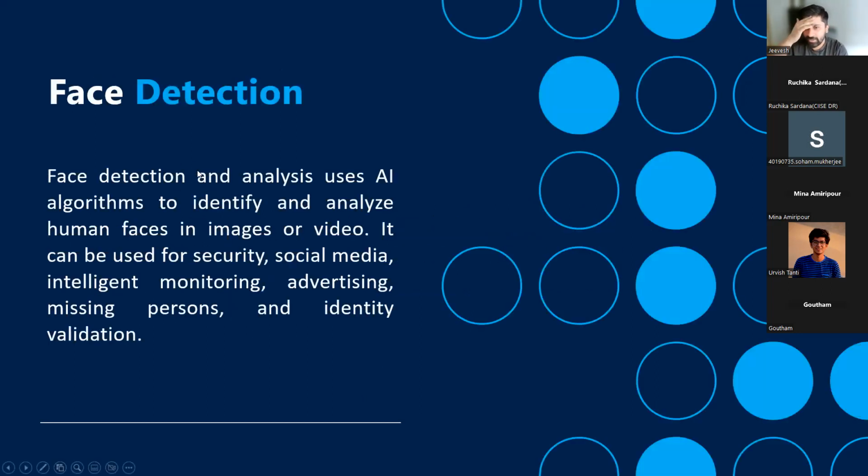Face detection is that if you have an image, AI can detect that, okay, there is a face, there is another face, there's another face. And then it can do a lot of different things. So face detection and analysis uses artificial intelligence algorithms to identify and analyze human faces in images or video. It can be used for security, social media, intelligent monitoring, advertising, missing person, and identity validation.